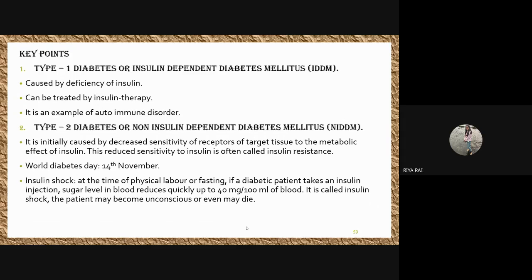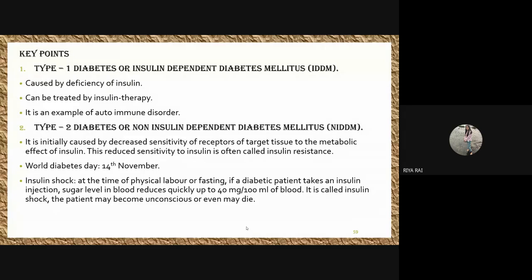These are the following key points. Type 1 diabetes is also known as insulin-dependent diabetes mellitus, and it is caused by the deficiency of insulin. Thus, the name also shows that it is insulin-dependent. It can be treated by insulin therapy, and it is an example of an autoimmune disorder.